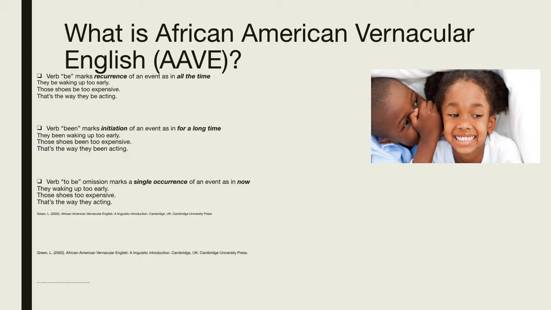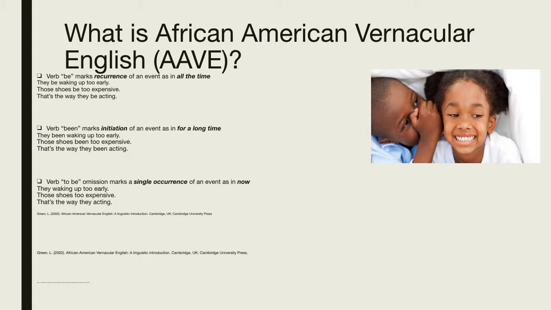There are rules. For example, in AAVE, the insertion of be in a phrase marks the recurrence of an event, meaning all the time. So in AAVE, we might say, they be waking up too early, or those shoes be too expensive, or that's the way they be actin', to mean they wake up too early all the time. Those shoes are too expensive all the time. Or that's the way they act all the time.